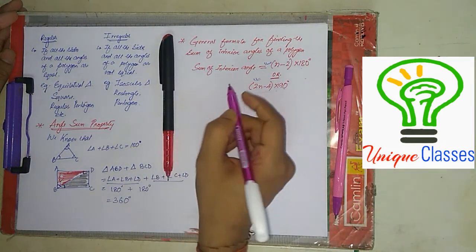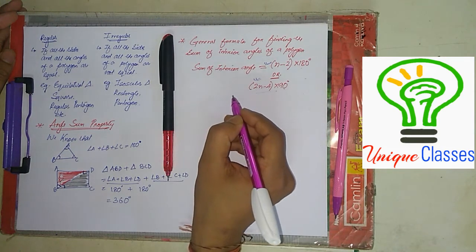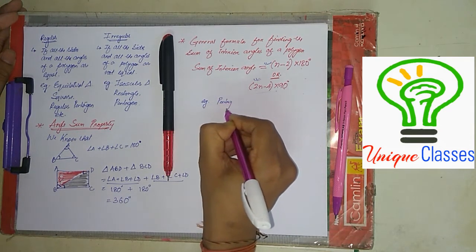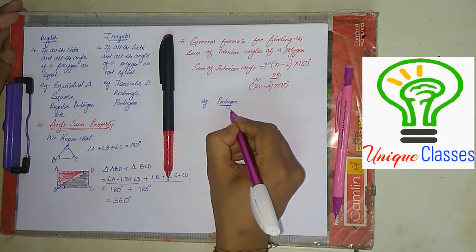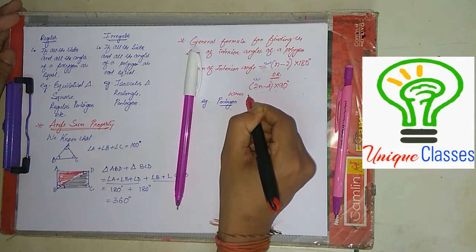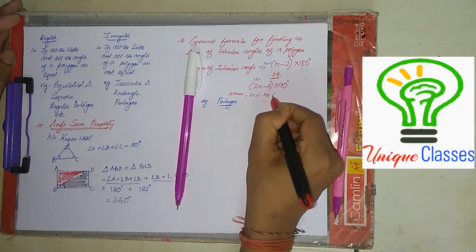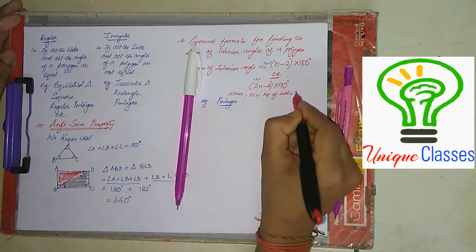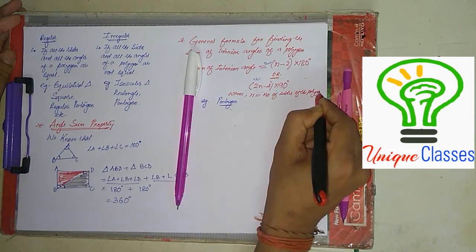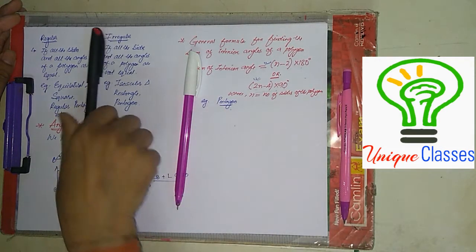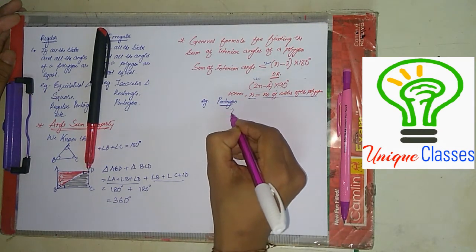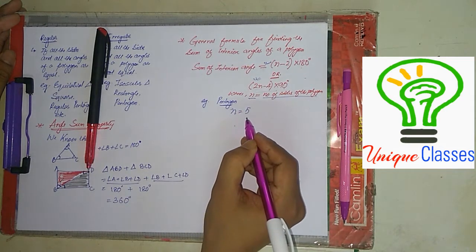So let me try this on, say, a pentagon. Okay, fine. Here n equal to number of sides of the polygon, where n equal to number of sides of the polygon. Now in case of a pentagon, n equal to 5, that is number of sides equal to 5.